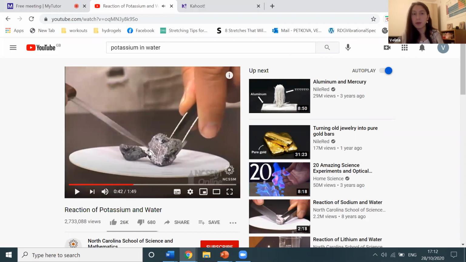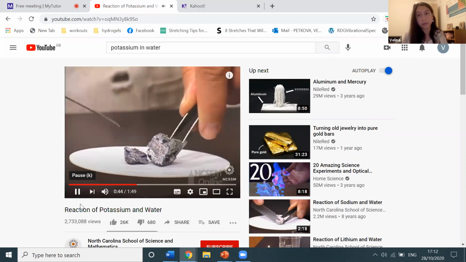So once you cut it up, you see this shiny metal surface, as he said, and it's really soft because usually if you took iron, you would never be able to cut it up like this. Okay. The potassium is extremely soft.